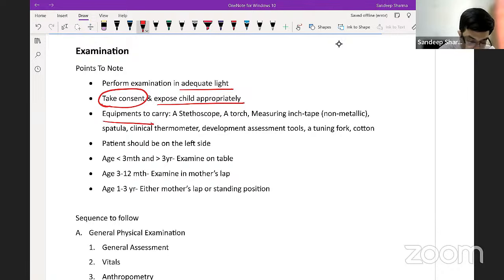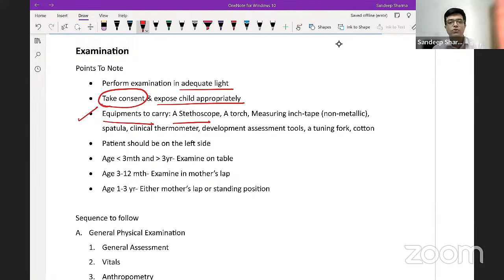Equipments to carry. The advice I'm giving will stay with you, and life is not only about exams. You have to be a good physician, a good doctor, tomorrow. You may end up becoming an orthopedician, but you will still have some child in the family, and you may be examining the child. So the same rules will apply there also. A good habit has no particular reason behind it, but at the same time these are useful for your practical exams also.